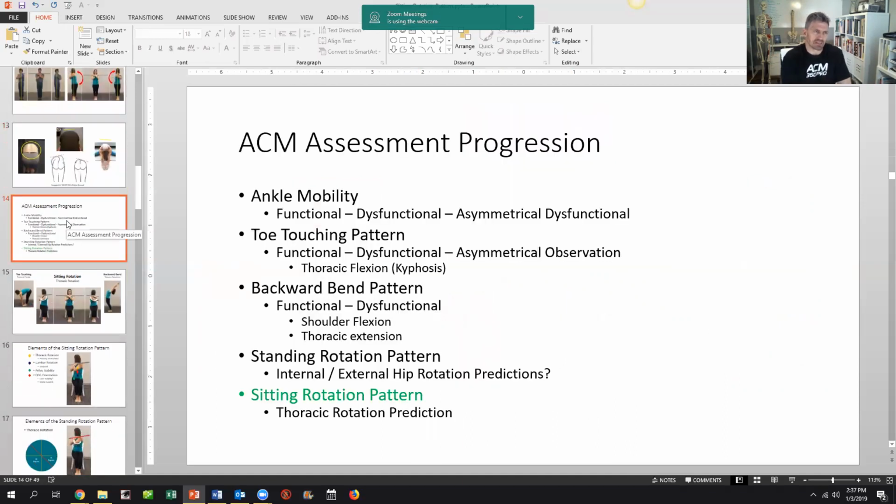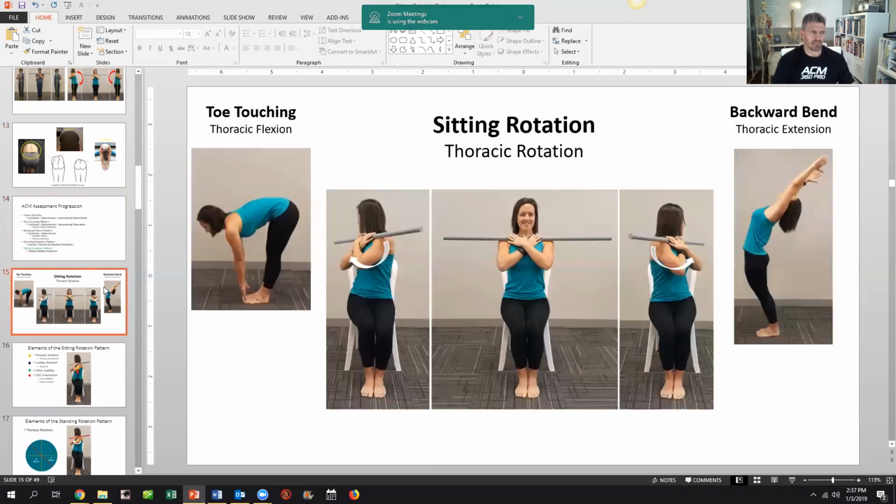With the ACM assessment progression, again, we talked about this: the ankle mobility, toe touch, backward bend, standing rotation, and then sitting rotation. There's a reason why you have them in an order. It's not just to keep it consistent, but it helps build your knowledge of that person's movement pattern dysfunctions. And each one of these is looking at different components, but again, they're all tied together. So I just want to keep refreshing you on that concept.